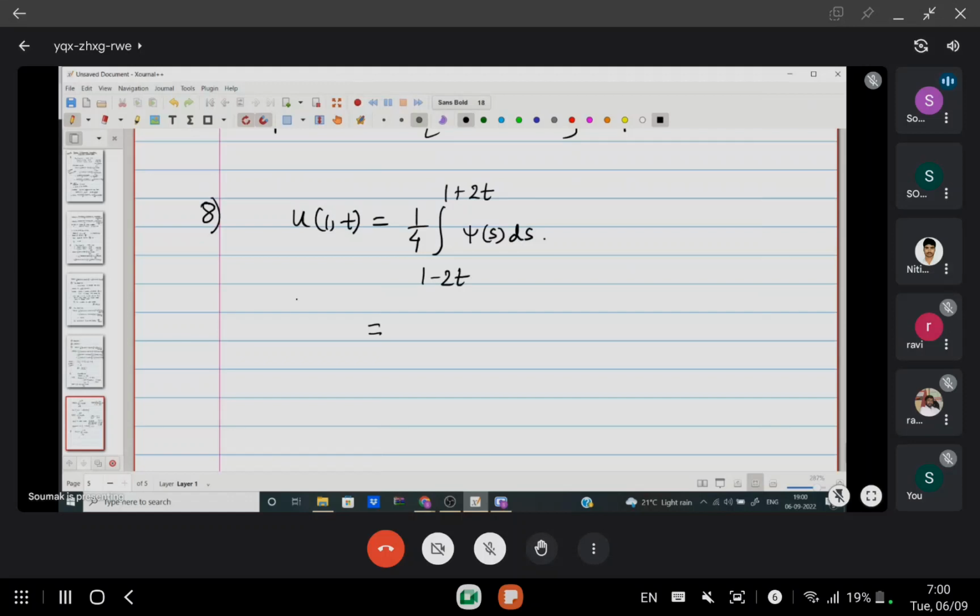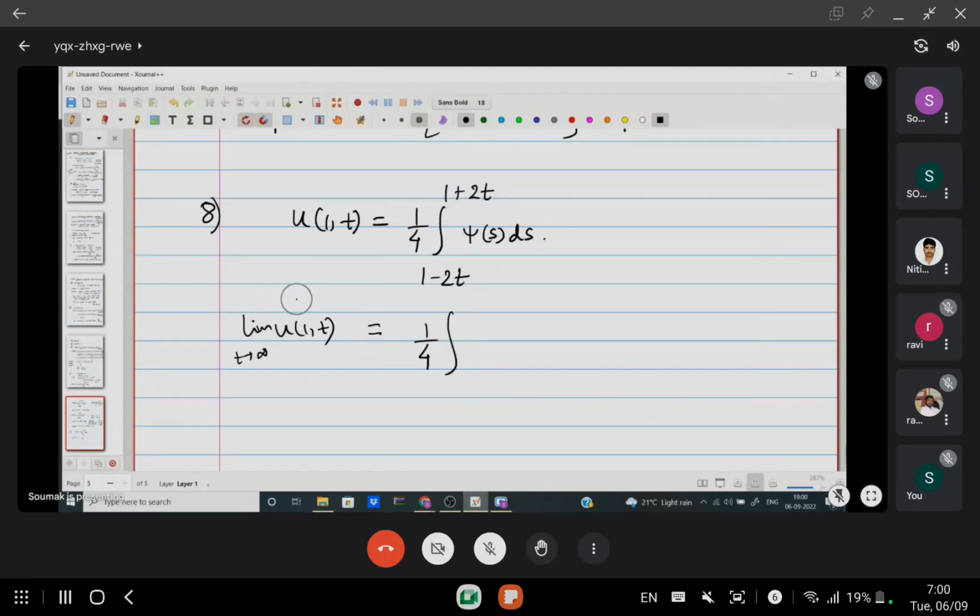Okay, moving to the problem again. So you have to find what is the limit as t tends to infinity of u(1, t). Sorry, the limit as t tends to infinity of u(1, t).